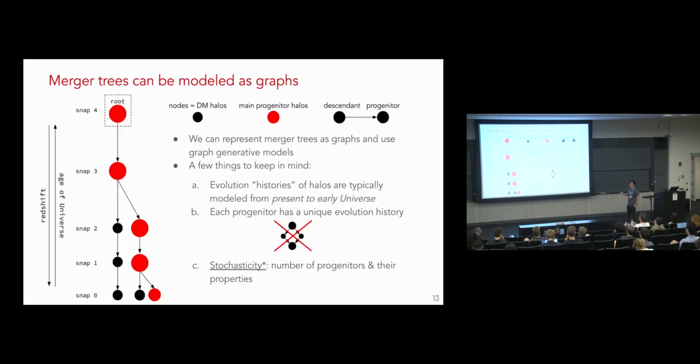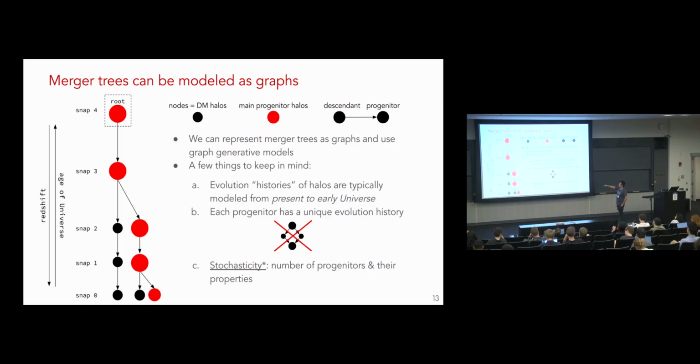So what is a merger tree? Merger trees are basically a very, very special graph. You can model it as a directed graph, with, let's say, this is present day, sorry, this is early universe. You start with the so-called root halos, which, let's say, is the Milky Way. This is the Milky Way in the past.